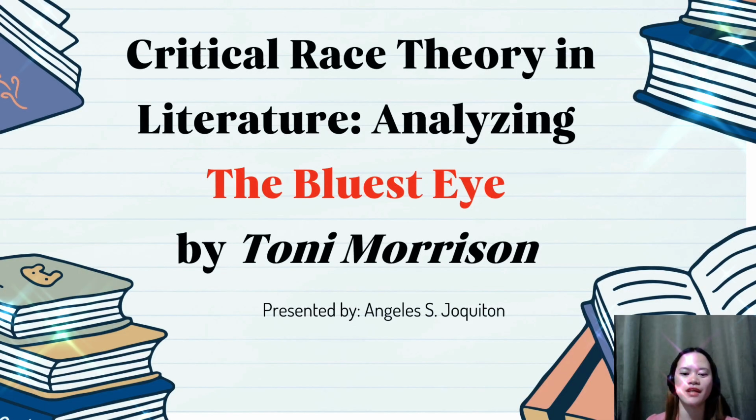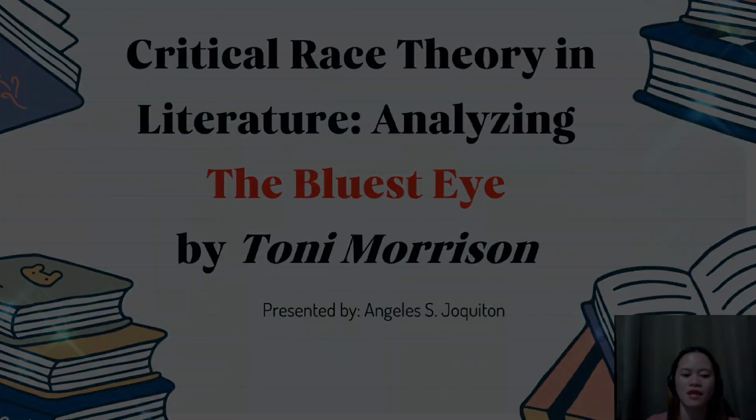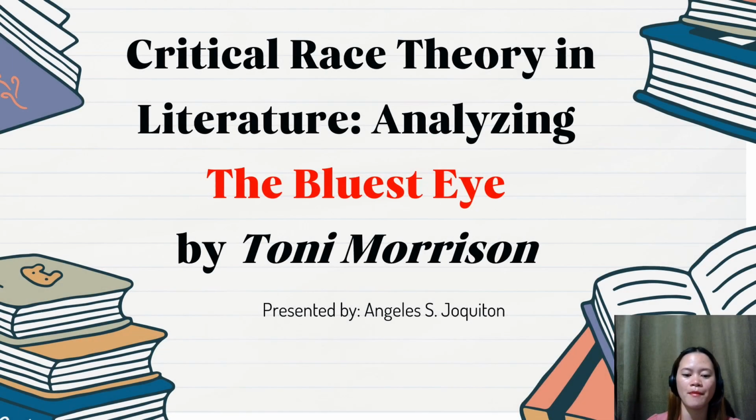Okay, good day, class. Today we're going to explore how we can use critical race theory to better understand literature. CRT is a very powerful tool that helps us see how themes of race, identity, and power shape characters and stories. So for today's lesson, we're going to talk about The Bluest Eye by Toni Morrison, and we're going to see CRT in action and explore themes like race, beauty, identity, and societal power.